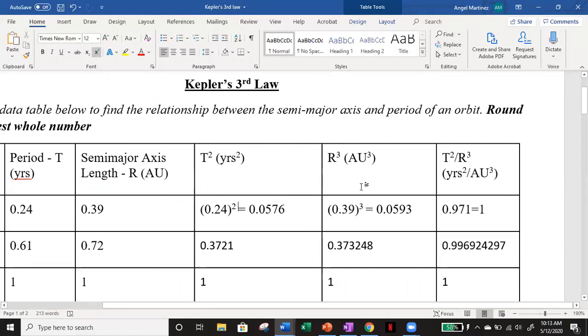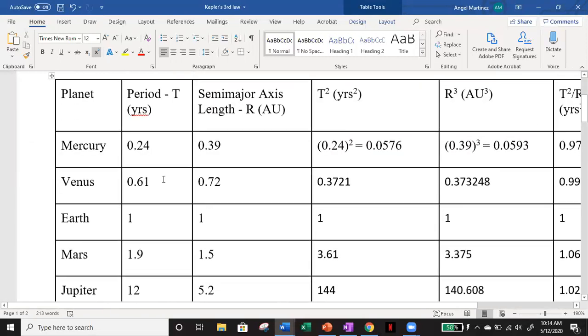You can see that these numbers are very close to each other. And we actually divide them. So let's do T squared divided by R cubed. So this number divided by this, you get 0.971, which is basically close to 1. So we took the T squared, 0.24 to the power 2, we got this number. R cubed, 0.39 to the power 3, we got this number. They're so close together. When you take their quotient, their division, you saw that they're very close to 1 when you round. So that's what Kepler's third law states, that these two numbers, the T squared and R cubed, are basically equal. When we did this with other planets, you can see the same thing.